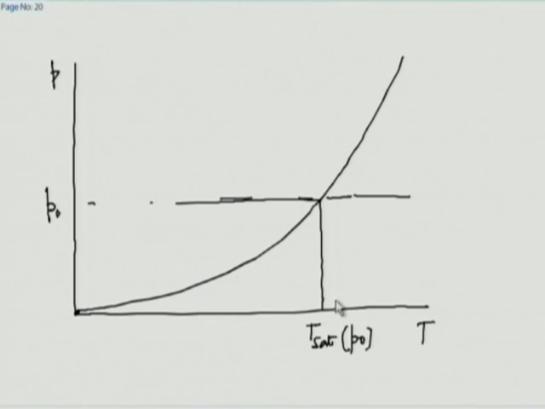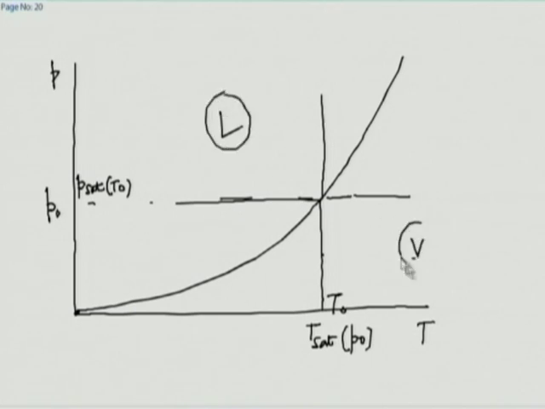Or if T naught is given, then we go like this. This is P sat at T naught, then we look at the pressure. If the pressure is lower than the P sat at T naught, then we are in the superheated vapor zone. If it is higher than P sat at T naught, then we are in the subcooled liquid zone. Now the question arises, what happens if we find that we are exactly on this line somewhere? That is, the pressure and temperature, P naught and T naught, correspond exactly to the saturation line.